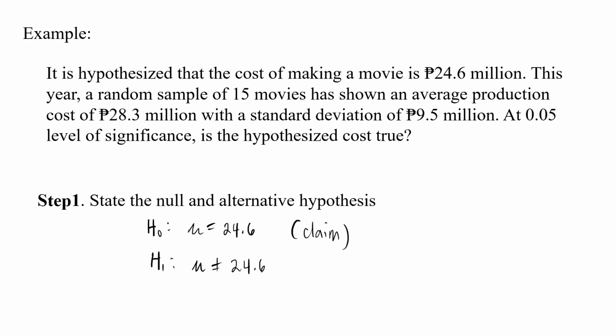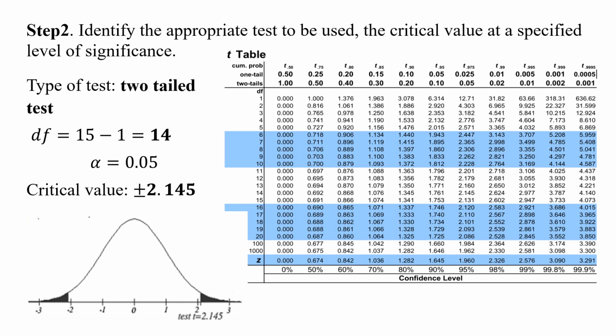Kailangan malaman natin kung kailangan ba nating i-reject or accept yung claim nila na 24.6 million yung cost sa paggawa ng movie. Okay. So next step natin is to identify the appropriate test to be used, the critical value at the specified level of significance. Okay, so since yung ginamit natin na sign kay alternative hypothesis is not equal sign, so meaning that is two-tailed test. Okay, so two-tailed test ulit siya.